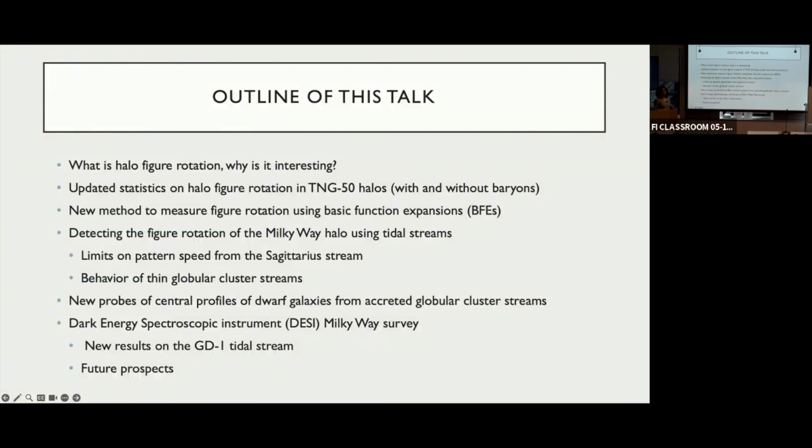using basis function expansions. I know there are several people here who do dynamics and are experts in basis function expansions. We've only just got started on it, so any feedback would be great. And then I'll briefly mention something that Adrian and I did a few years ago, trying to find a way to use tidal streams to detect figure rotation.